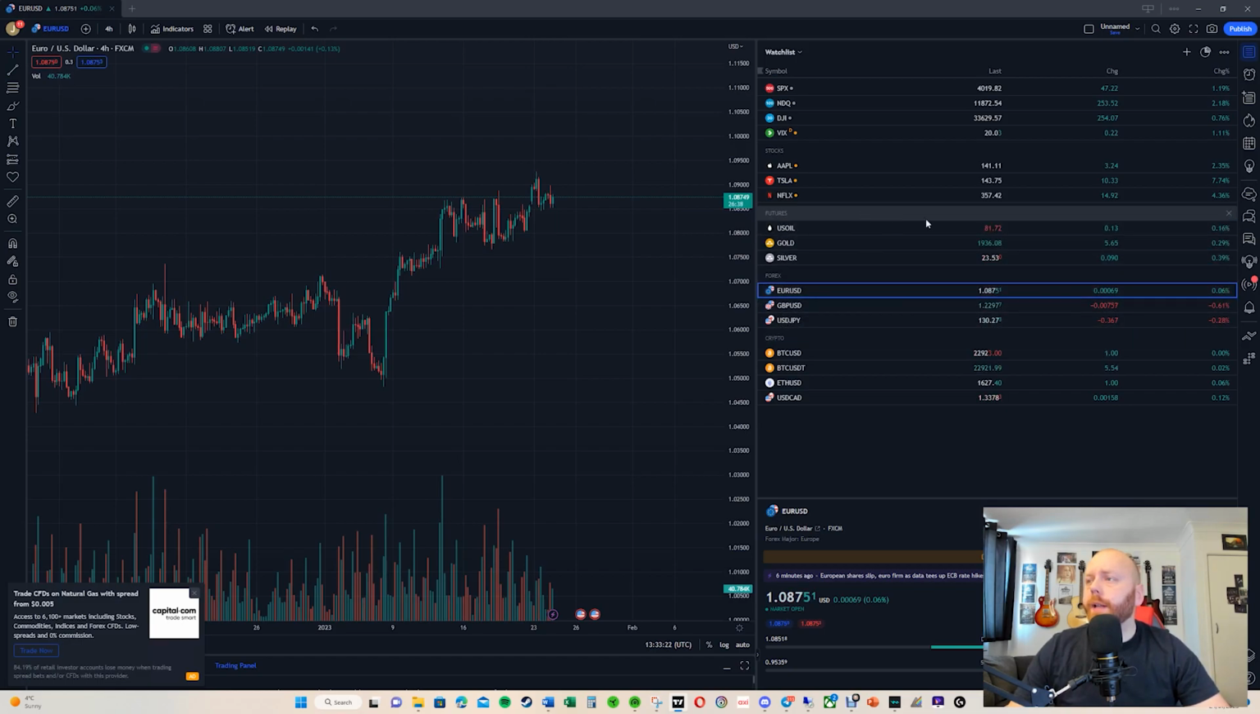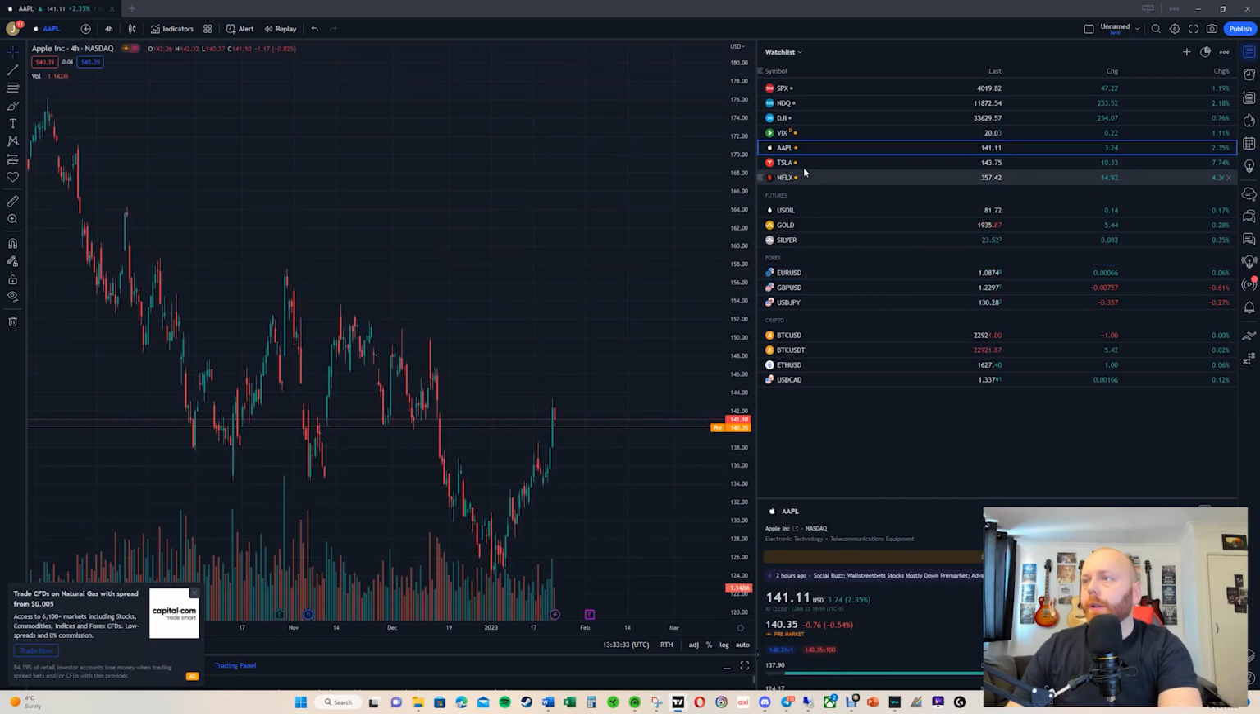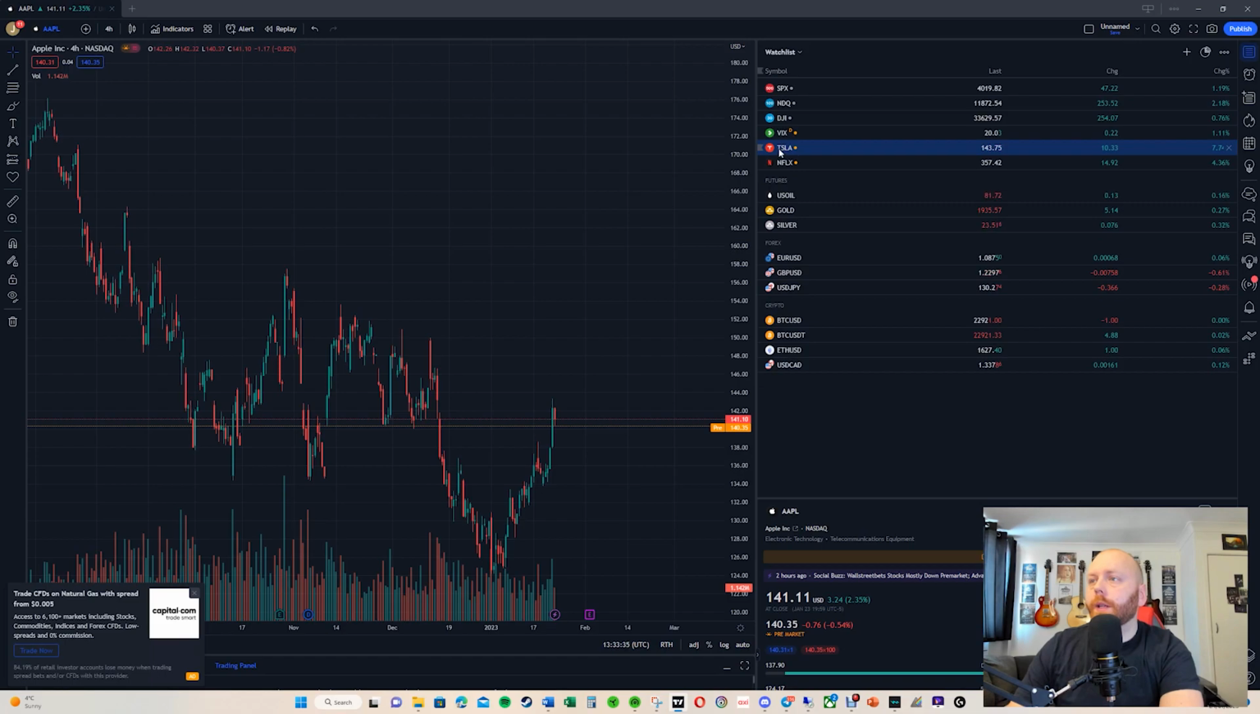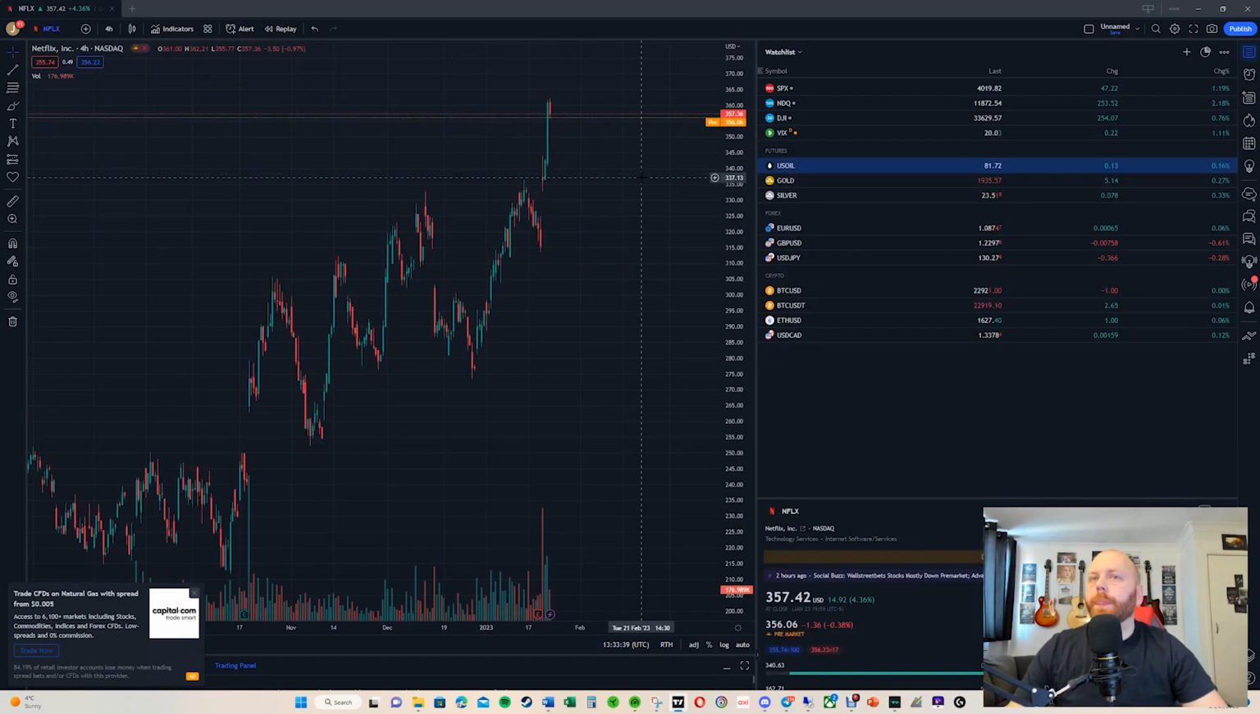You can customize these headings yourself. For instance, if I don't want stocks, I don't look at stocks, I can click the X here, gets rid of the heading, and you can just highlight something, press delete on your keyboard, and it just gets rid of the ones that you don't want.